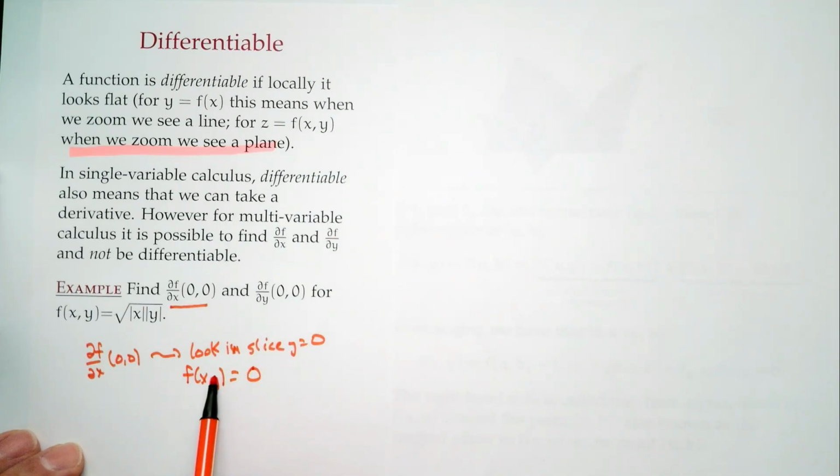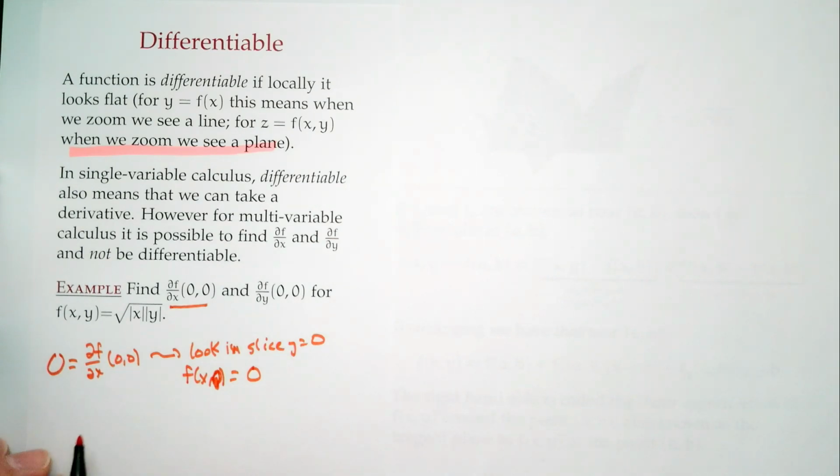So I shouldn't say f of x, y, I should say f of x is 0. So I'm in that slice. I'm in the slice where y equals 0. When I take that derivative, the derivative of 0 with respect to x, we get 0. So what happens is when I take that slice, when I look in that cross-section, I'm seeing a very uninteresting function. I'm seeing a function which is constantly 0.